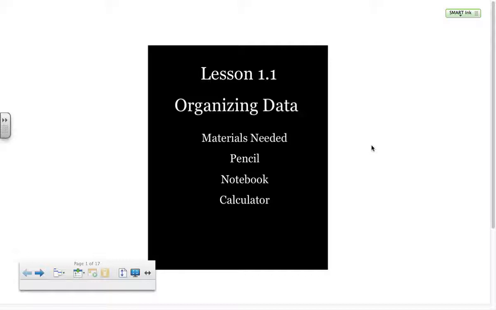If you do not have a notebook with a cover that says that, you will not be allowed to take the notebook quiz, and that will result in a 0. So please make sure that you have that information.